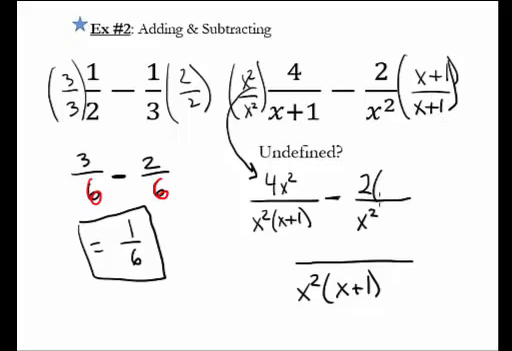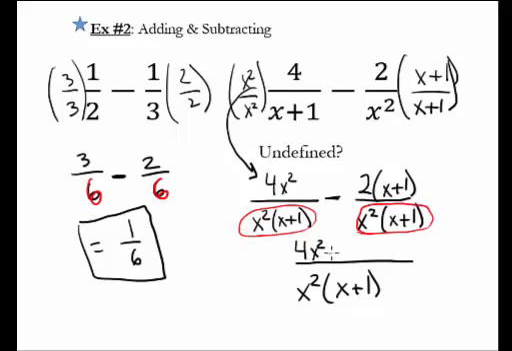And I end up with 2 times x plus 1 over x squared times x plus 1, right? And now that I have the same denominators, this is now the same as this, now I can deal with the numerators and I can actually subtract them. So I can actually write on the top that this is going to be equivalent to 4x squared minus 2 times x plus 1, which is really just minus 2x minus 2 when we distribute, okay? And so this right here is our final answer.